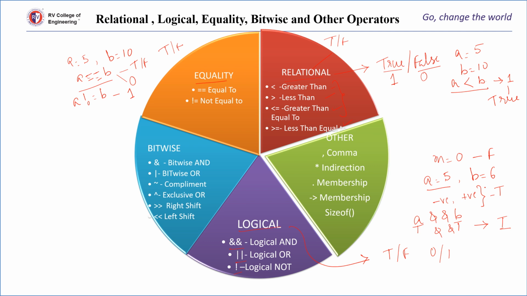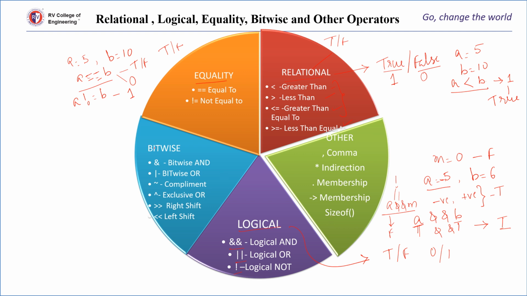I can even have something like minus 5 and 6. In this case also, if the number is not 0, it is considered to be true. Here also it is true and true. Only if I evaluate A and M, where M is equal to 0, will this give me the answer false. The same thing holds good for OR as well as the NOT operator. We'll have a detailed discussion in a later part.